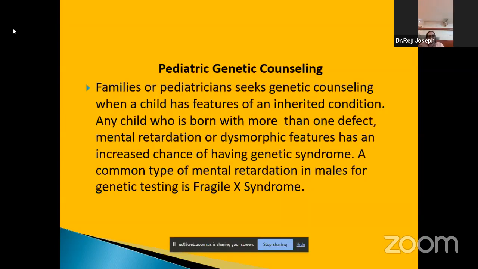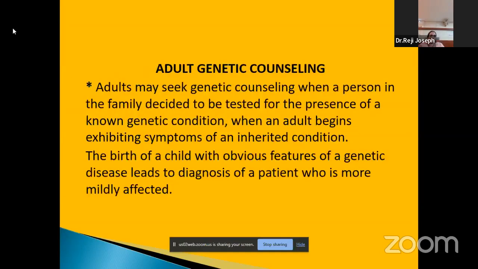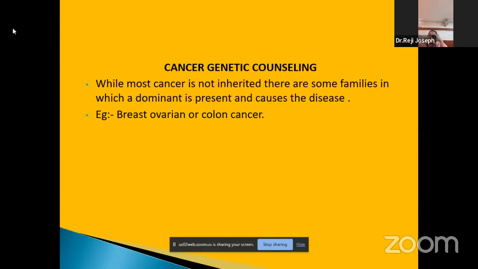Next slide, please. Adults who seek genetic counseling are those in whom a person in the family decides to be tested for the presence of a known genetic condition. When the adult is exhibiting the symptoms of an inherited condition, then they go for counseling. The birth of a child with obvious features of genetic disease can lead to the diagnosis of a patient who is mildly affected also. Even if the child is mildly affected, then we go for counseling. Next slide, please. Cancer genetic counseling.